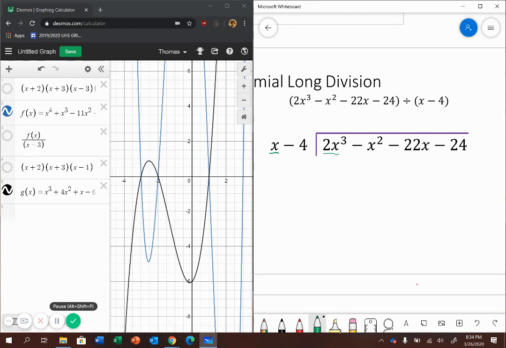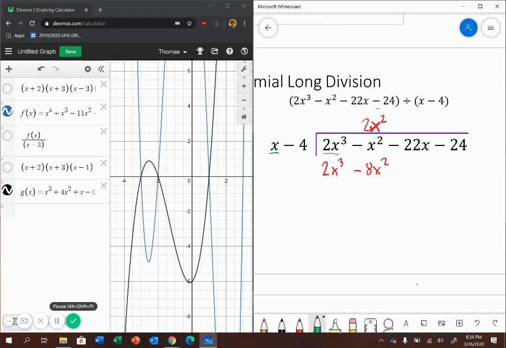Now, we're going to look at the first term of the divisor, which is x, and we're going to look at the first term of the dividend and ask ourselves, how many times does x go into 2x cubed? Another way to think of that is, what would I need to multiply x by in order for it to equal 2x cubed? And the answer to that question is I would need to multiply x by 2x squared. 2x squared times x is going to give me this 2x cubed. Then I'm going to distribute. I'll multiply 2x squared by the next term in the divisor. 2x squared times negative 4 is negative 8x squared.